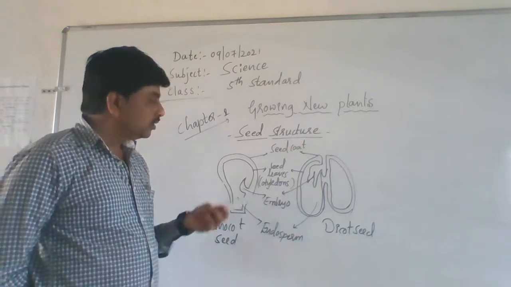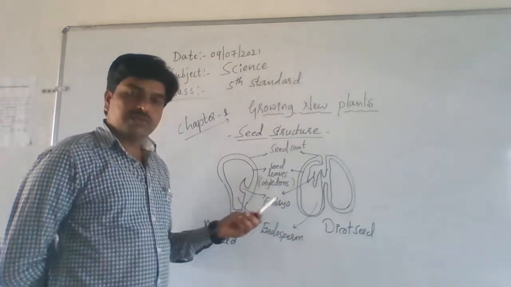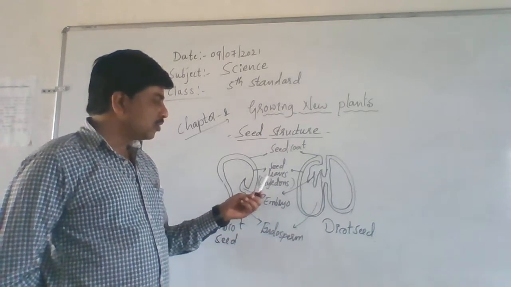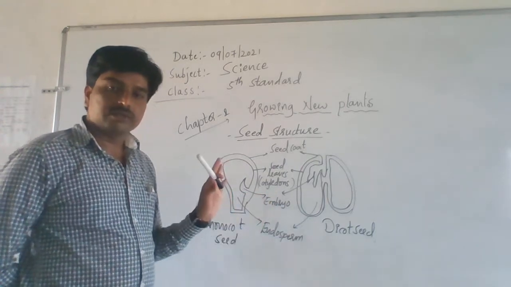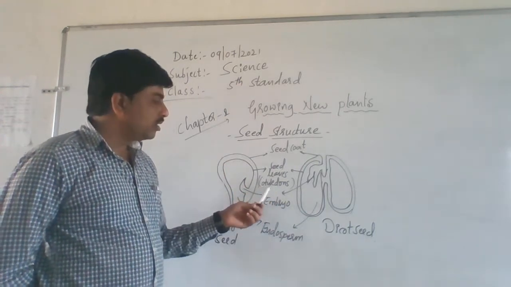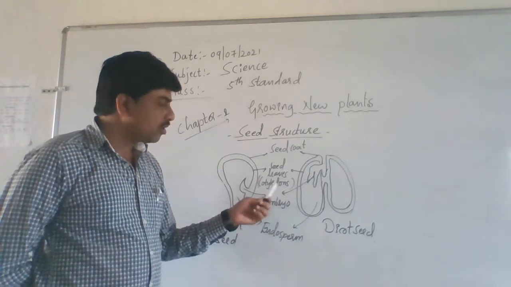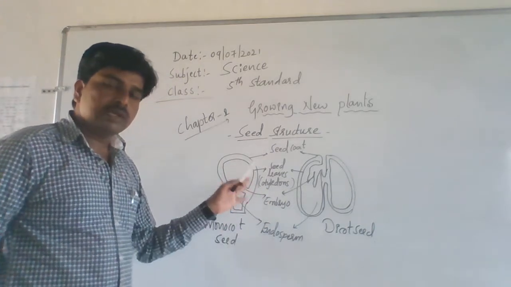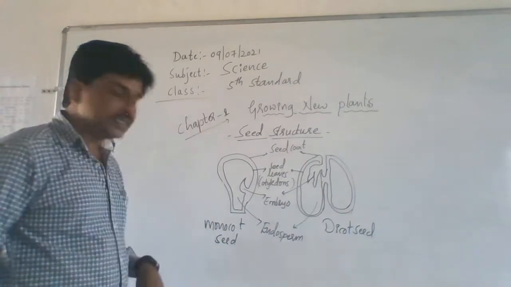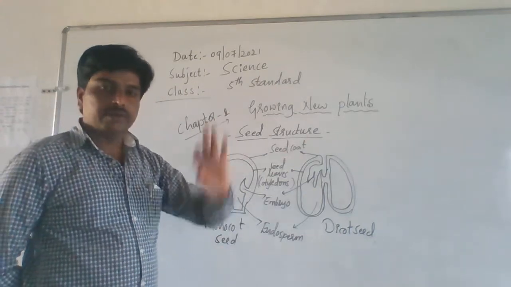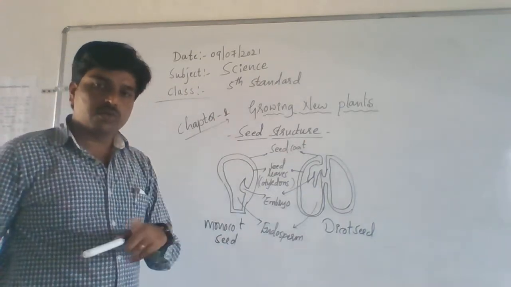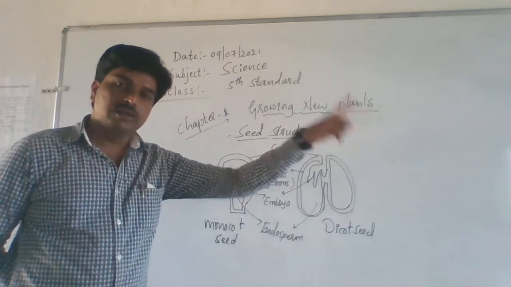The second main part, seed leaves, are also called cotyledons. Clear or no? Depending on the seed leaves or cotyledons, we classify seeds as monocot and dicot. If it has one cotyledon, it's a monocot. If it has two cotyledons, it is a dicot.